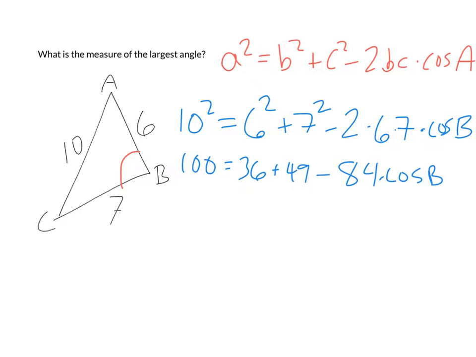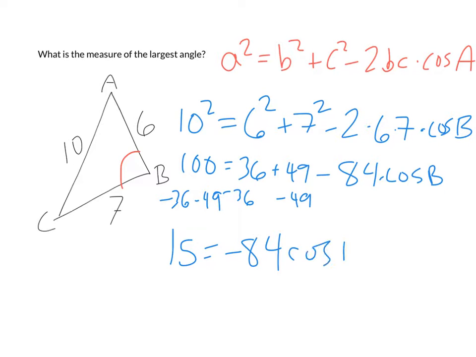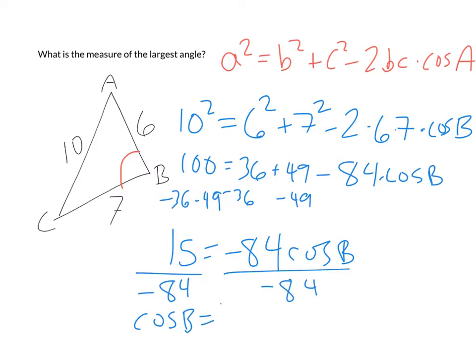So what I'm going to do is move my 36 and my 49 to the other side, or add them together and then subtract them. If I add them together and subtract them, I'm really subtracting what, 85? So I get 15 equals negative 84 cosine of B. Now what do I do to get cosine of B by itself? Divide by negative 84. You got it. So I'm going to have cosine of B is equal to 15 over negative 84.